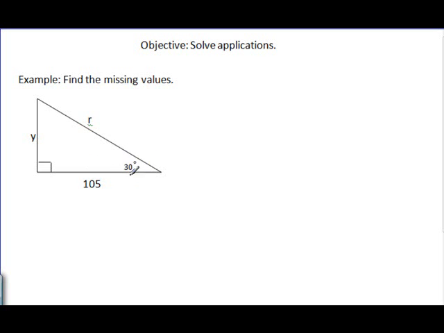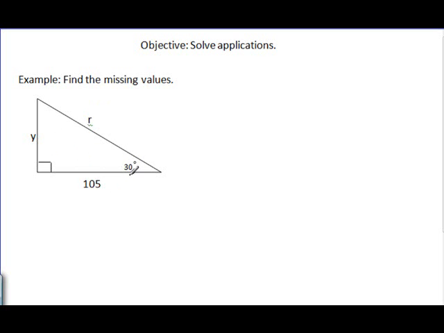So here we know our angle is 30 degrees. We know the side adjacent to that is 105. We don't know the side opposite, nor do we know the hypotenuse. So how can we find the missing values? Well, you've got trig ratios that involve an angle and two sides. So you want to think about what trig ratio would involve two of those things that we know.